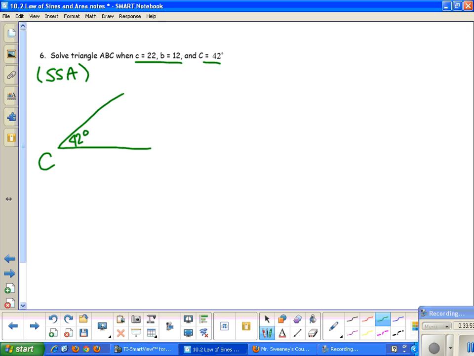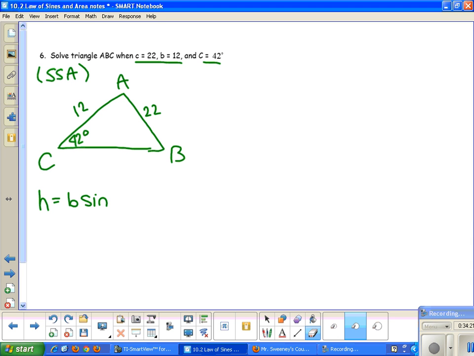And that means that this over here would be length c, which is 22. And that means I'm going to use this side as b over here because I always like using the same side. So this would be b, and this is now a. So that's what our triangle would look like. So the height of the triangle would now be equal to b, because that's not opposite the angle, times the sine of the given angle, which is 42 degrees, so the sine of C.